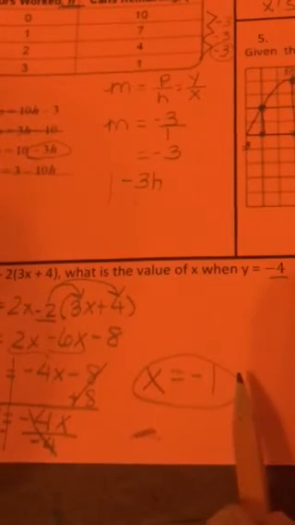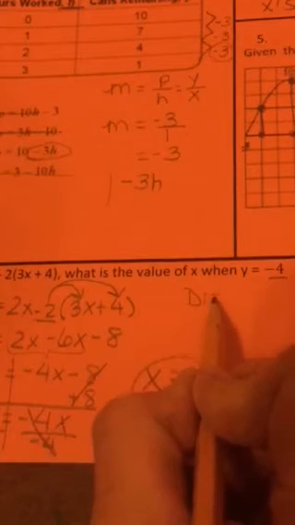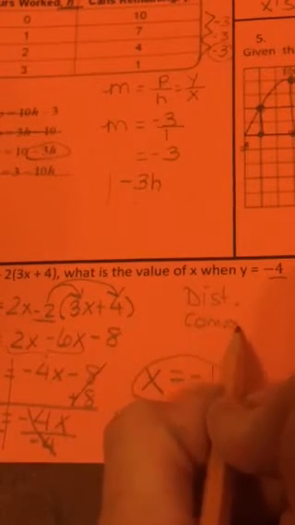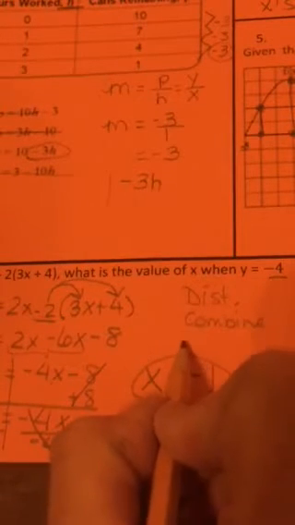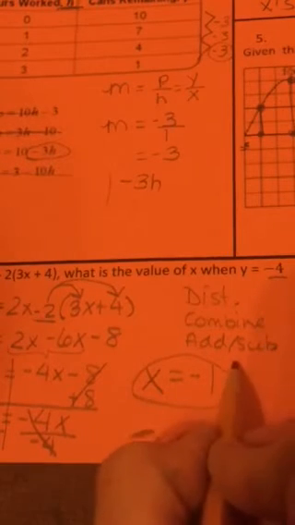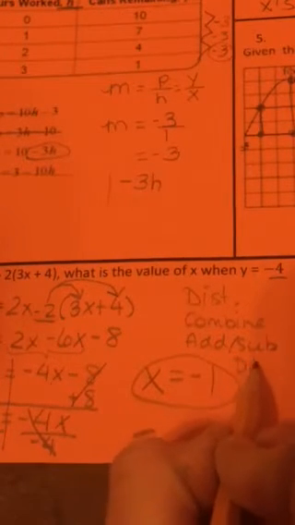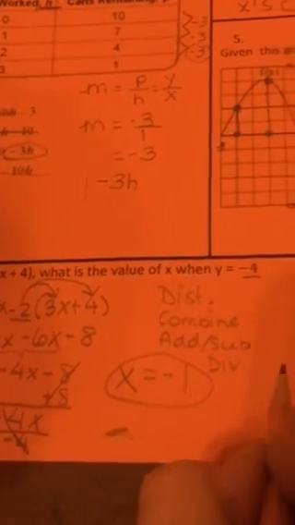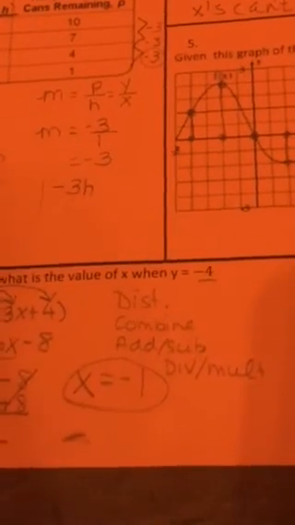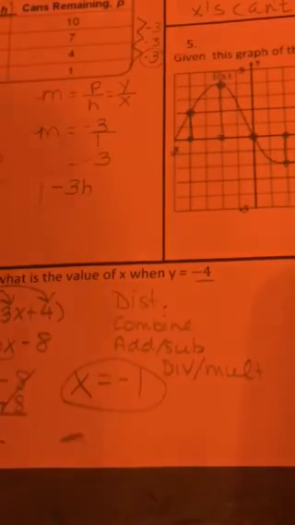So these have all the things we need to distribute. Then we have to combine. Then we're going to add, subtract. And lastly, we divide or we multiply. So all of them are in this, and we went over this a while back where you had to show what the steps were. All right, so this is the first page. Let's go on to the next one.